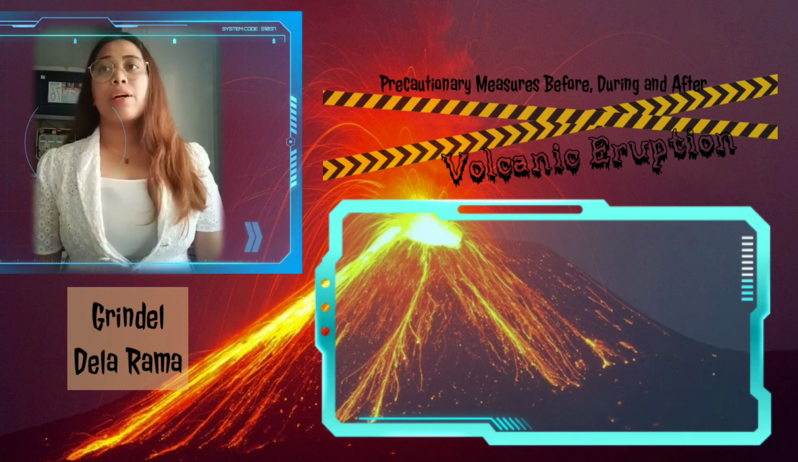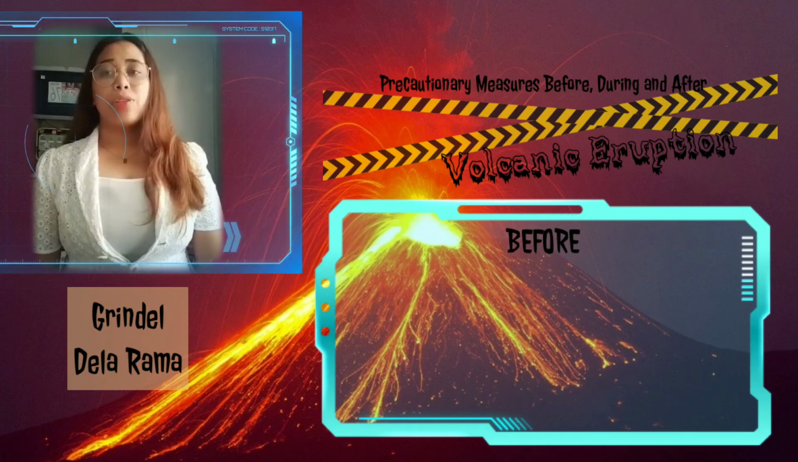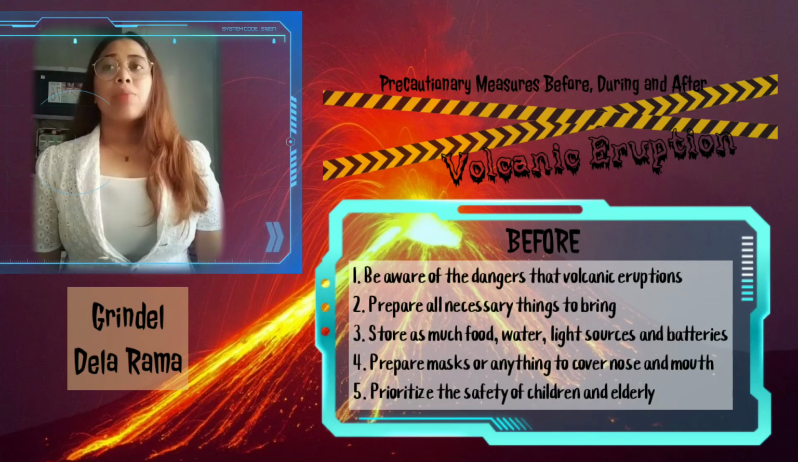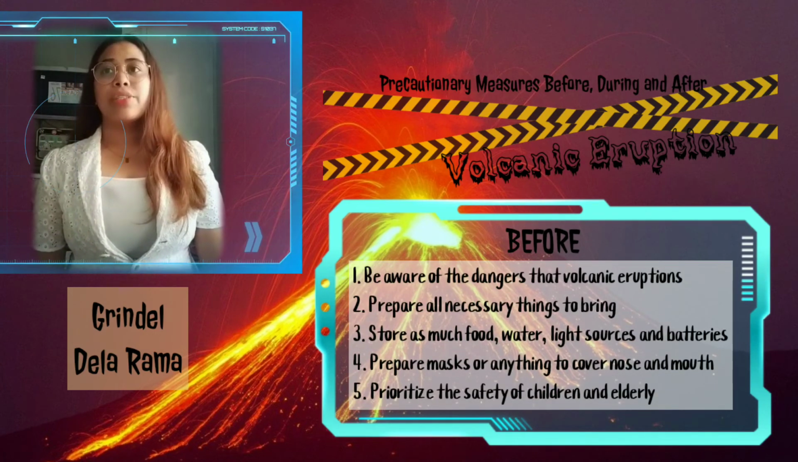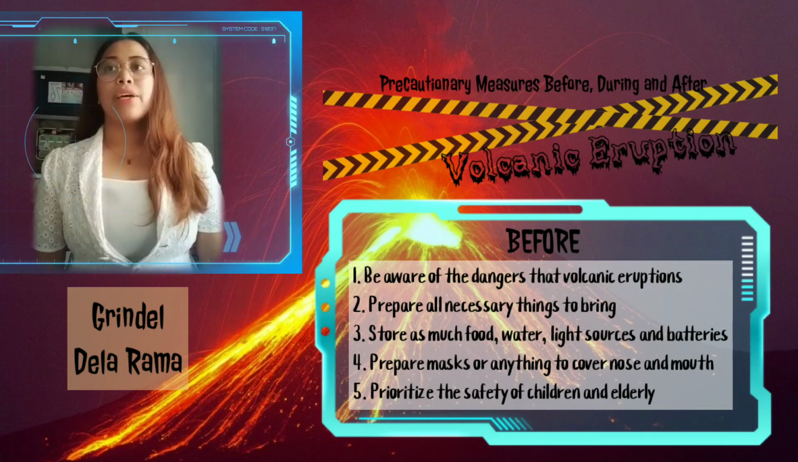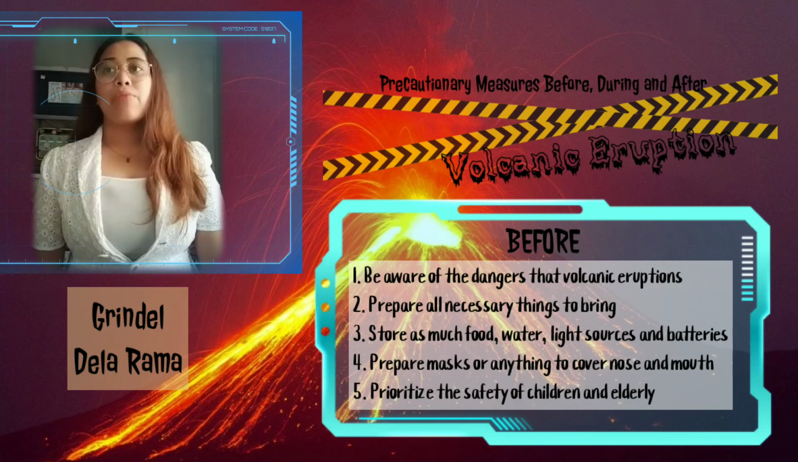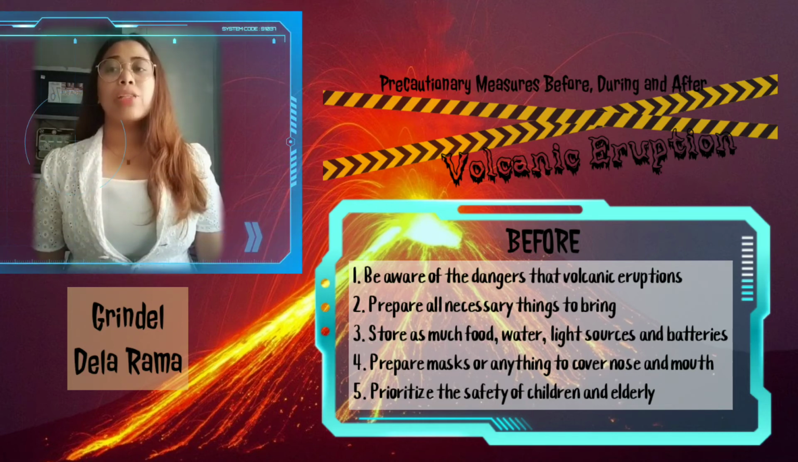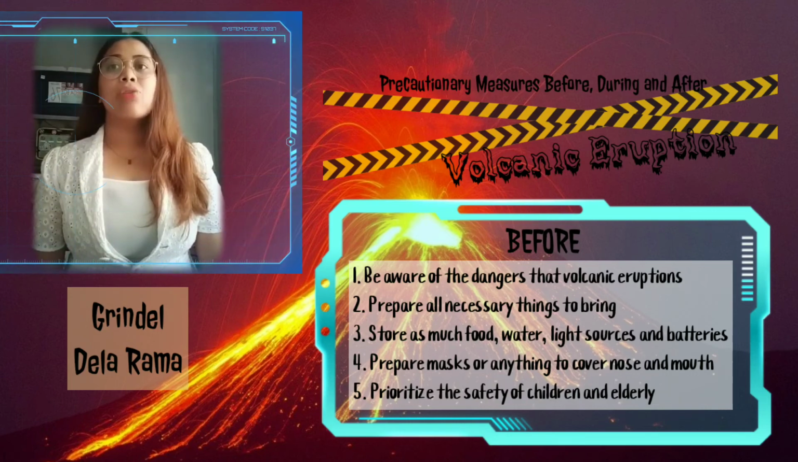So, the first is before volcanic eruption. Number 1 is be aware of the dangers that volcanic eruptions pose to lives, and be prepared to face whatever circumstances that eruption may bring. Number 2, prepare all necessary things to bring once evacuation is needed. Those in danger zones are warned when to evacuate. Once given signal, obey instructions, so that refusing to evacuate will pose more serious problems.